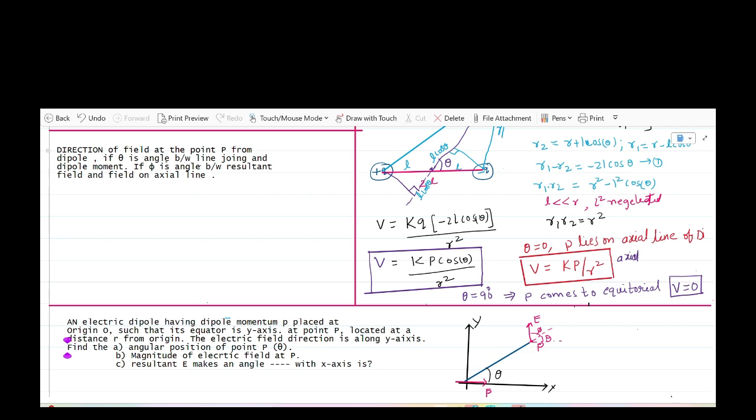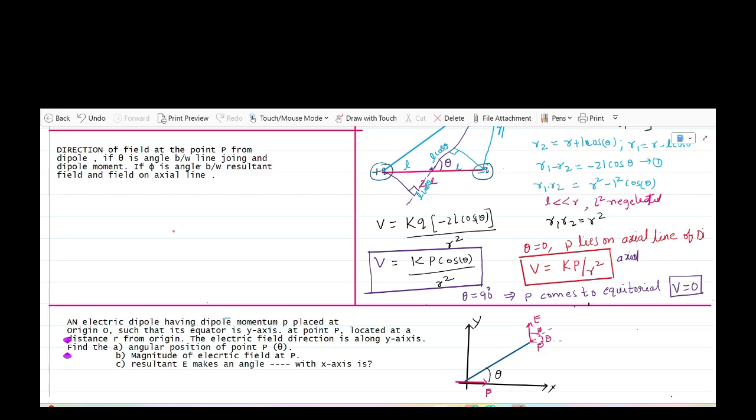So now, the direction of the field at a point P from the dipole. If theta is the angle between the line joining the dipole moment and point P, then phi is the angle between the resultant field and the field on the axial line. Then tan phi is equal to how much? On this also two more questions are there. We'll discuss.